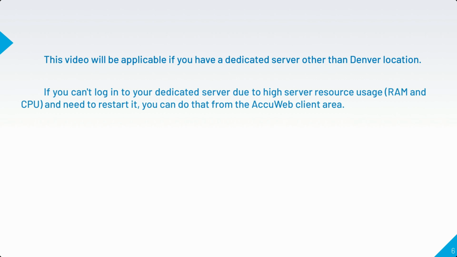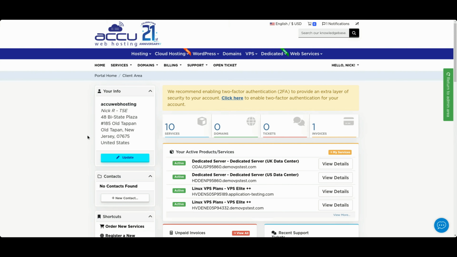If you can't log in to your dedicated server due to high server resource usage, RAM and CPU, and need to restart it, you can do that from the AccuWeb client area. First, log in to your AccuWeb account. Next, go to the Services section and choose My Services.